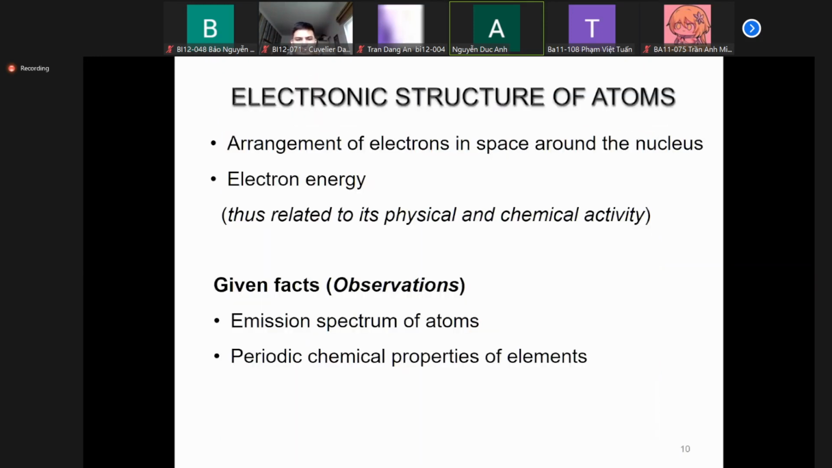Okay, so this is some of the introduction about the emission spectrums of atoms and periodic chemical properties of elements. Okay, so now let's go to the deeper thing. Okay, how to explain these kinds of facts.